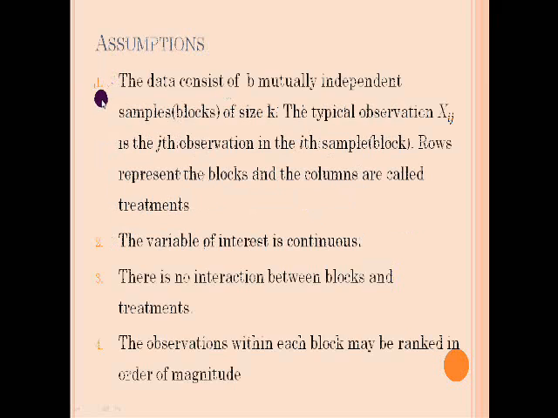For the assumptions, number 1, the data consists of b mutually independent samples, which are blocks of size k. The typical observation Xij is the jth observation in the ith sample, which is a block. Rows represent the blocks while the columns are called treatments.